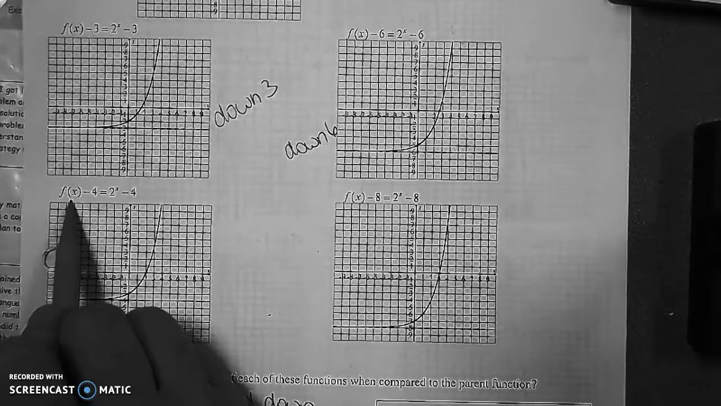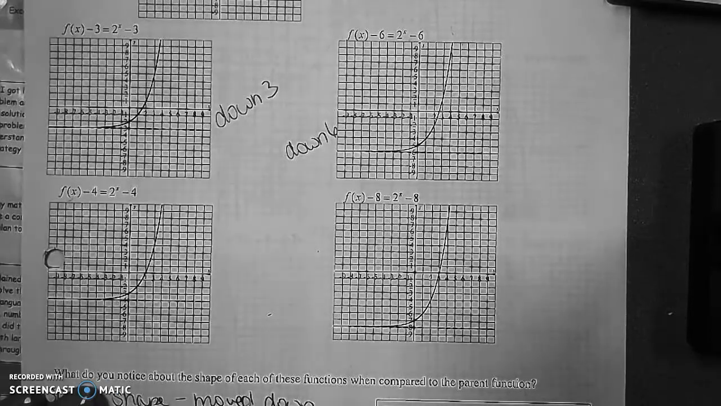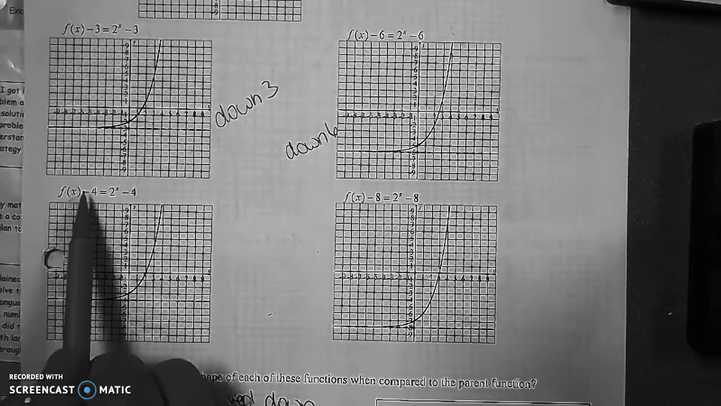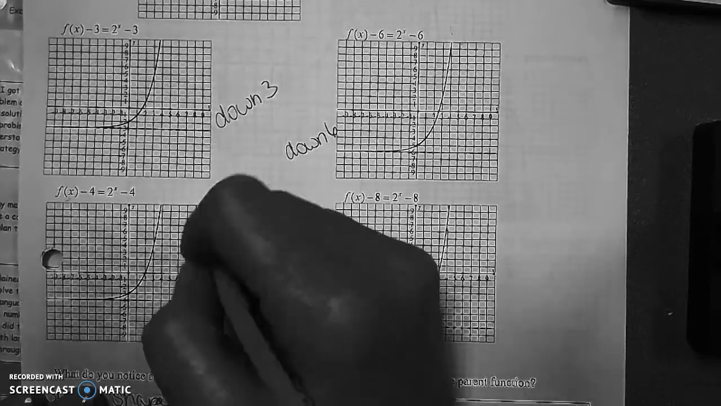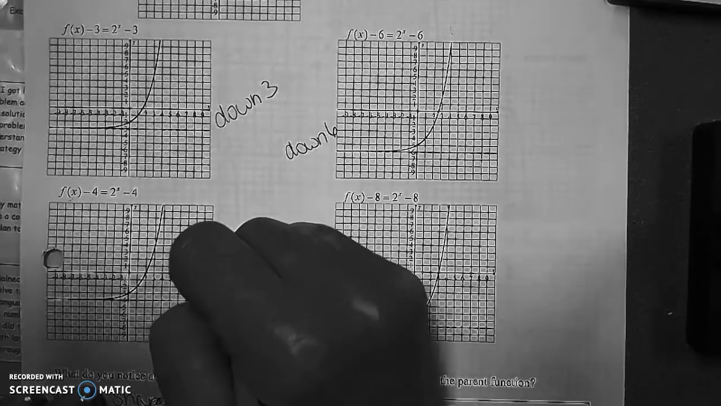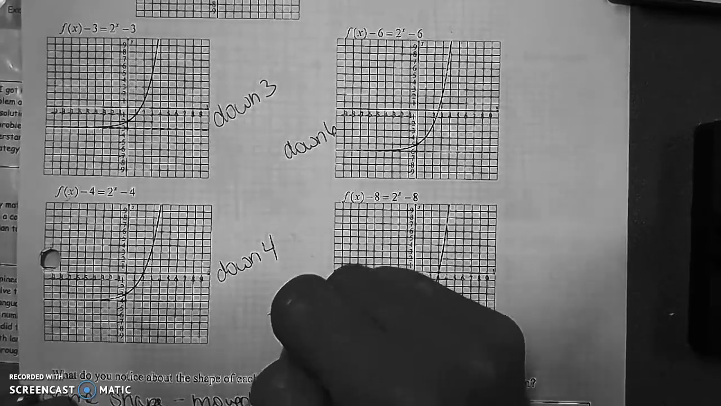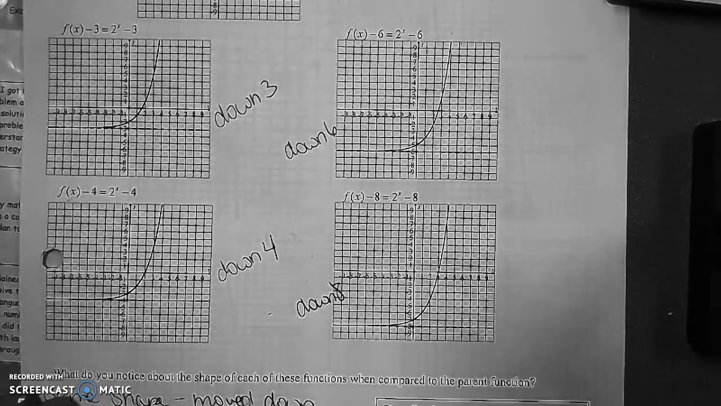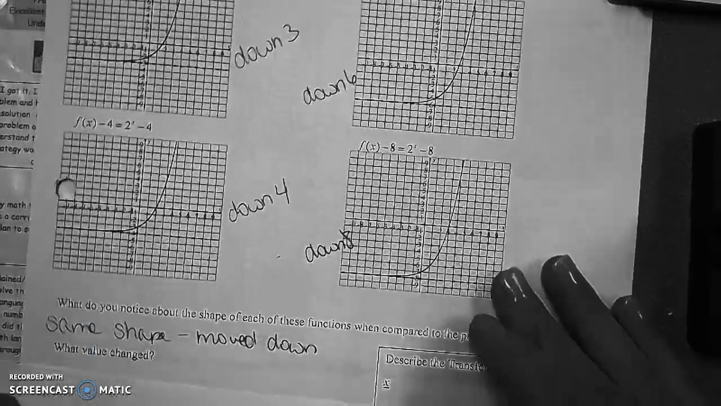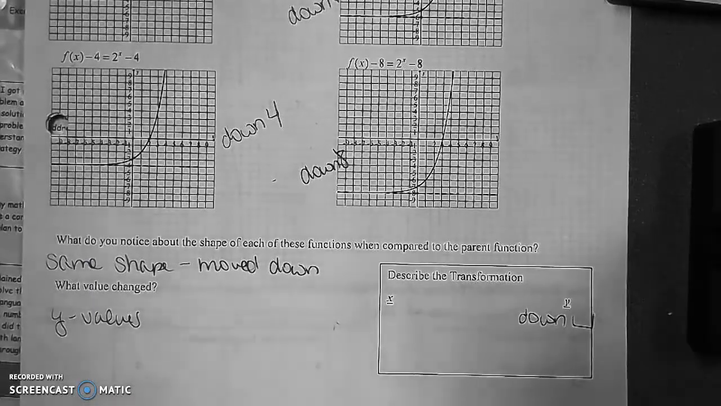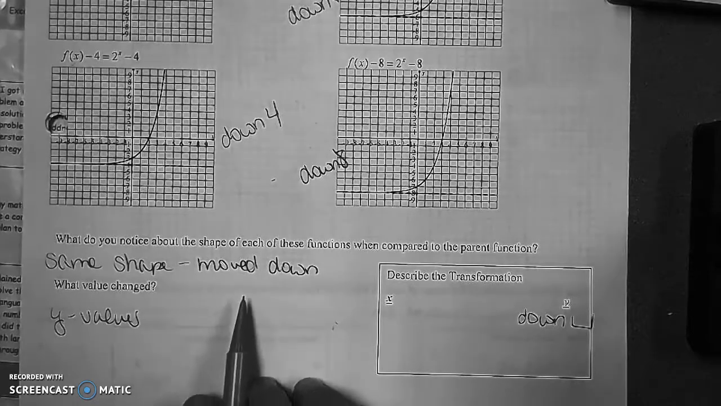Okay, on the next one, let's look at function notation. Notice it's the same function as our parent, 2 to the x, but we're subtracting 4 from it. And if you look at the graph, we can see that that's gone down 4. And our last example would be down 8. So the shape has been preserved. What's different is that they've moved down so many units.